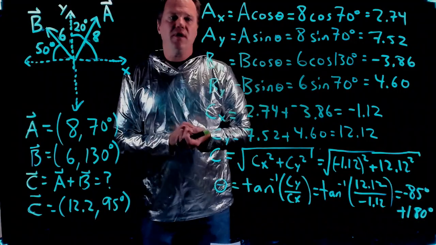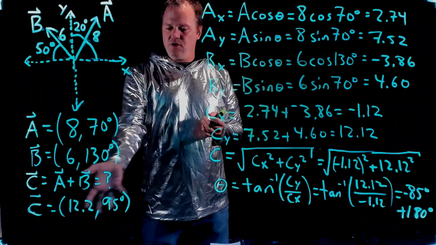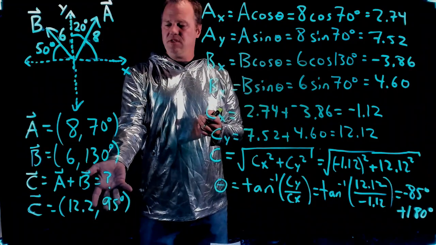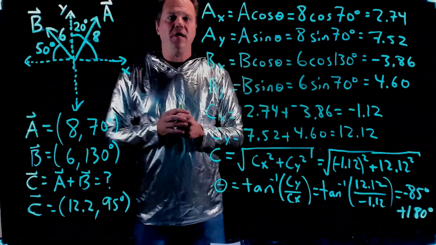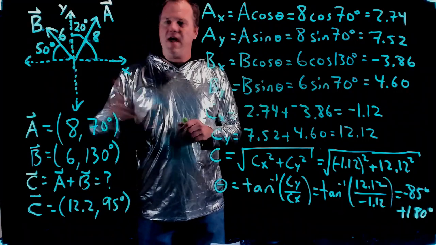Okay, so plus 180 is the correct answer. So there it is. I've got the magnitude and direction of the sum. I also have x and y components of the sum, and so I've added up these two vectors.